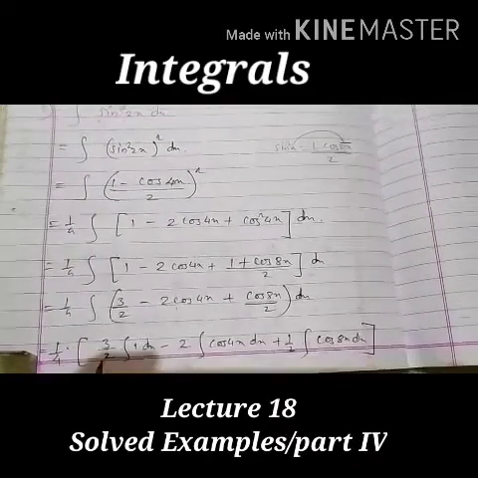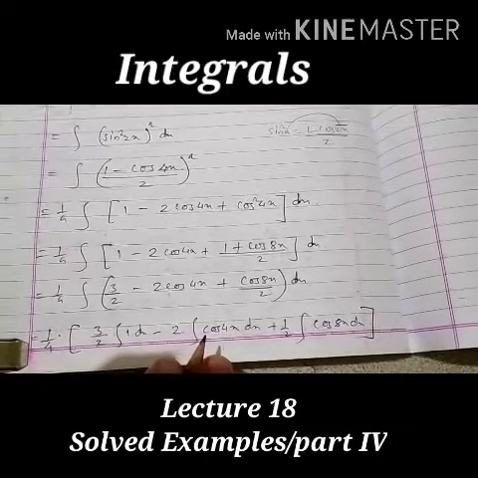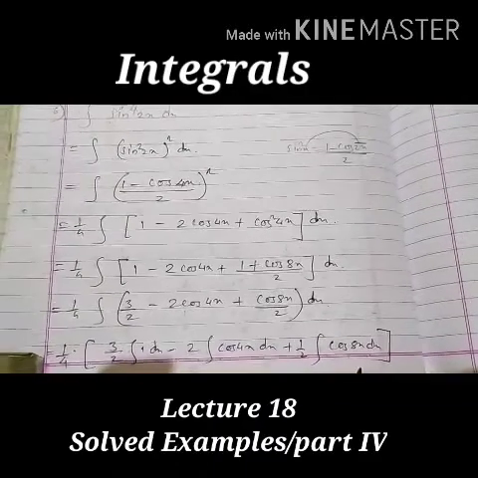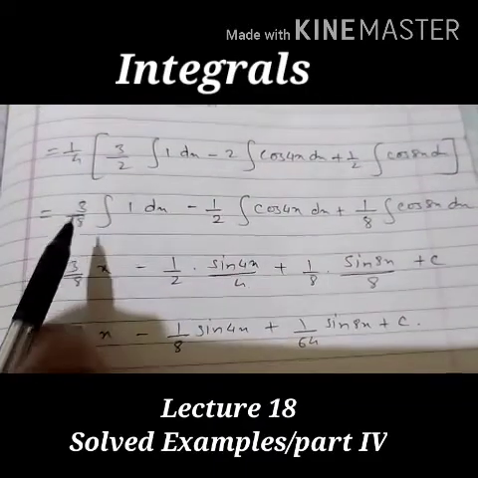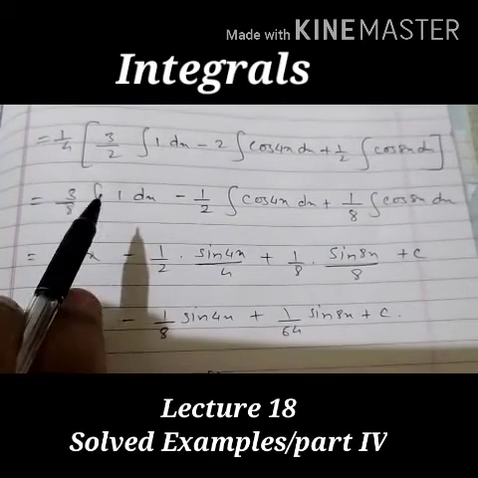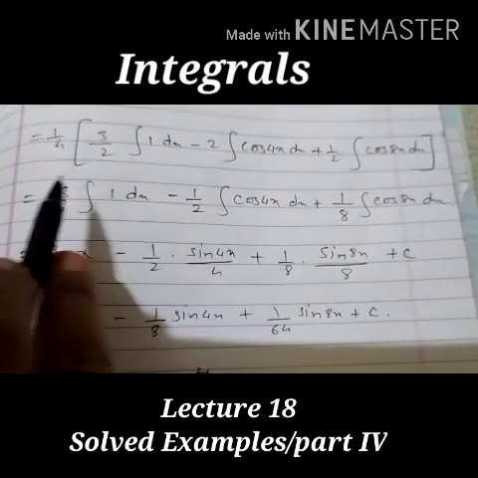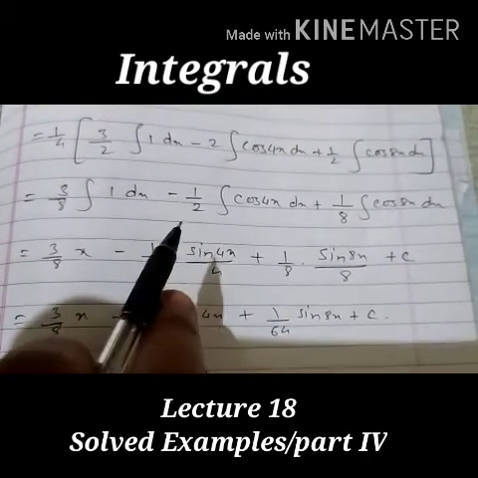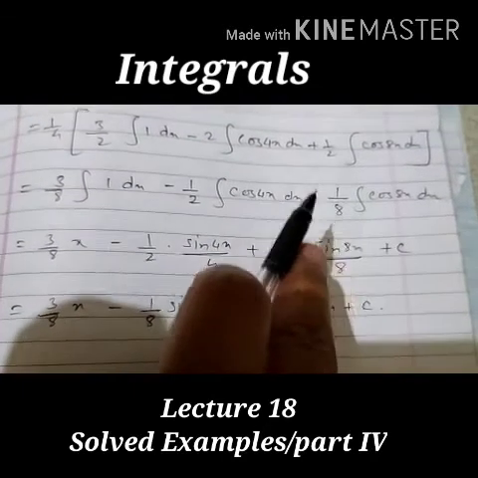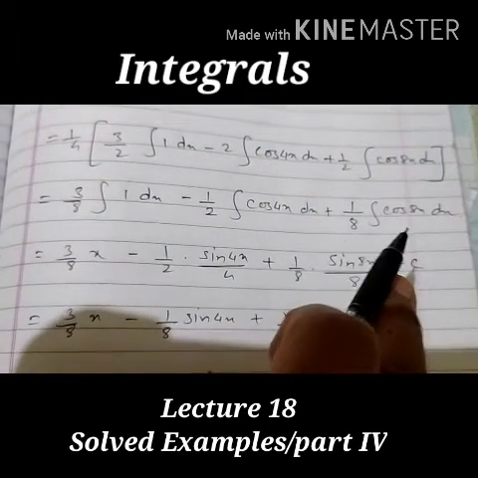Now we'll separate the integral. 3 by 2 integration of 1 dx minus 2 integration of cos 4x dx plus 1 by 2 integration of cos of 8x. Okay, now in the next step we have multiplied this 1 by 4 inside. It will be 3 upon 8 integration of 1 dx minus 1 by 4 into 2, that is 2 upon 4, will be 1 by 2, minus sign as it is, minus 1 by 2 integration of cos 4x dx plus 1 by 2 into 1 by 4 will be 1 by 8. So 1 by 8 integration of cos 8x dx.